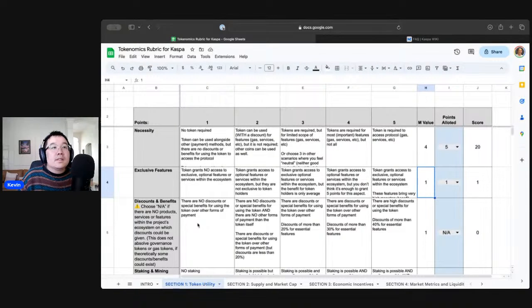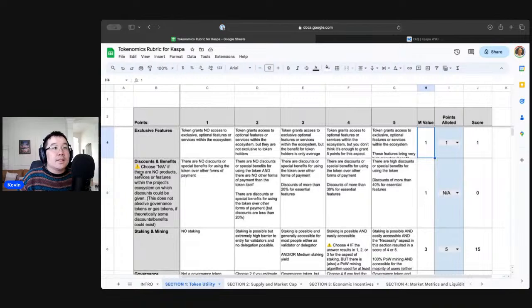Okay, so discounts and benefits. This is like, is there discounts or benefits for using this token over other forms of payments? Some projects have this. A lot of projects do not. In our case, it's NA because there are no products, services, or features within the project's ecosystem on which discounts could be given. So it's NA. We're not going to hold it against Kaspa.